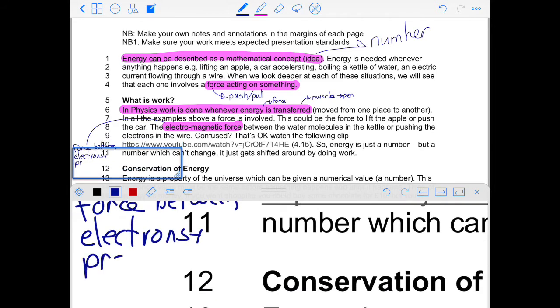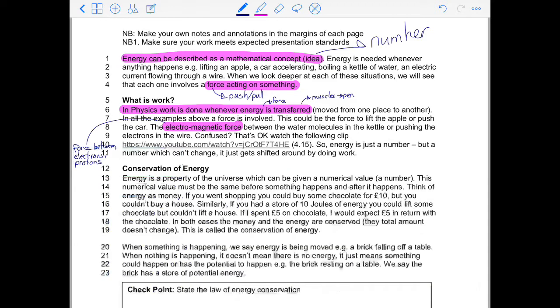And protons. That positive and negative force is that electromagnetic force between the water molecules in the kettle. Because you hopefully remember from year 8 that water molecules are dipoles, or are polar molecules, so that positive and negative are pushing the electrons in a wire. It's quite confusing, I know.